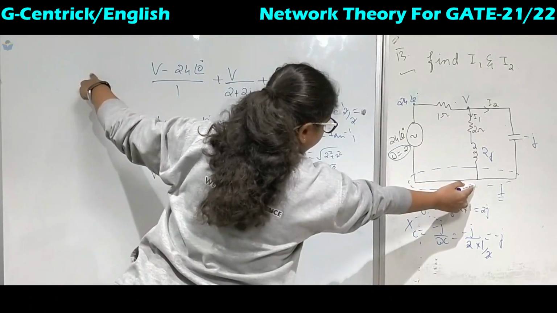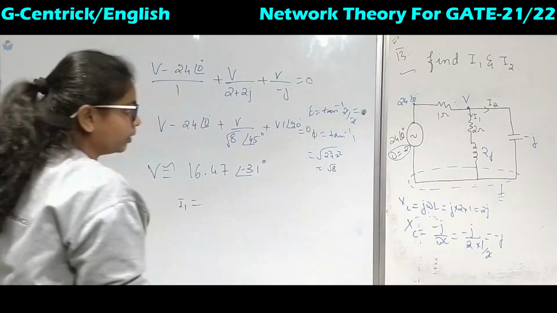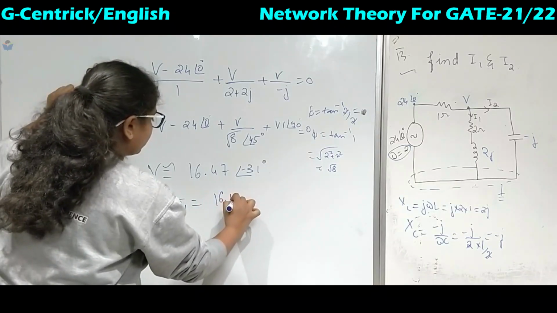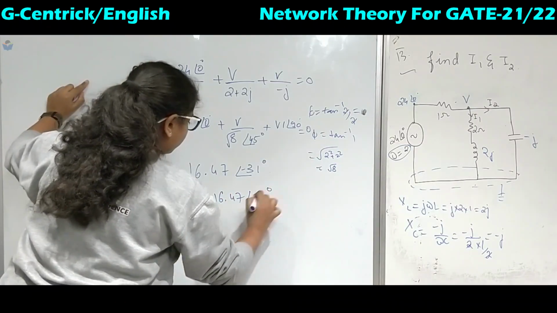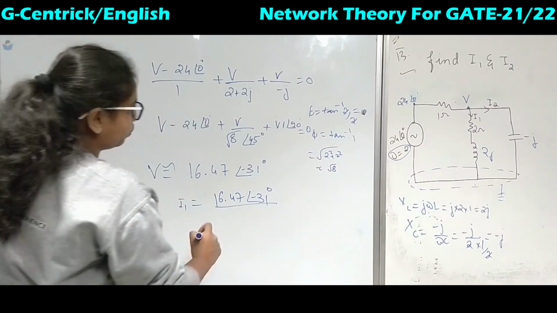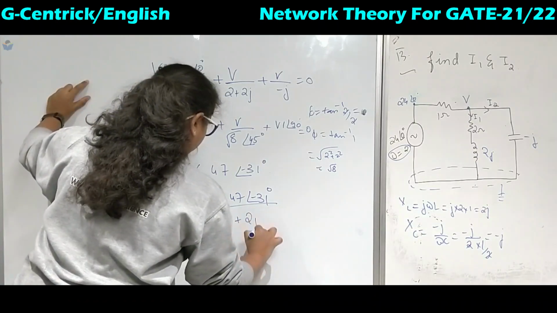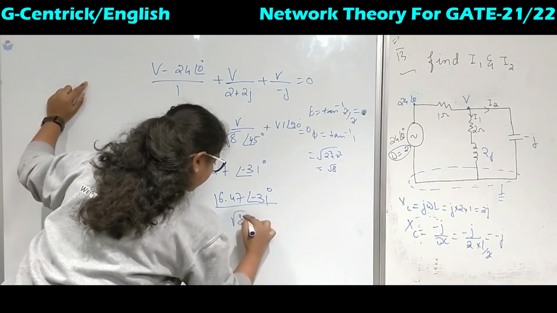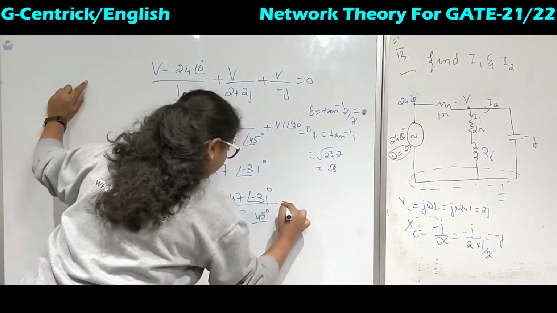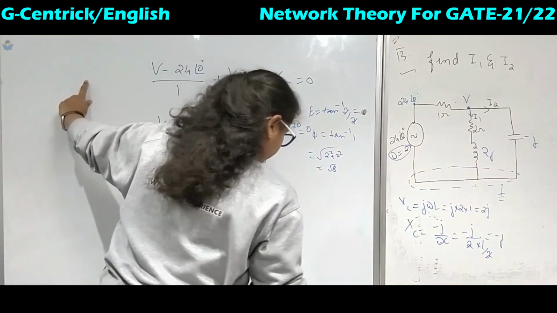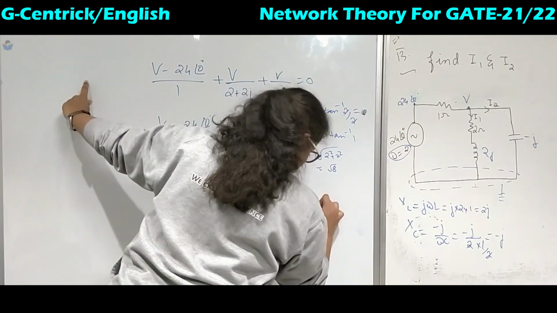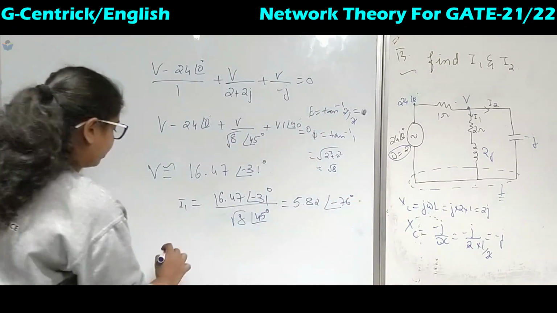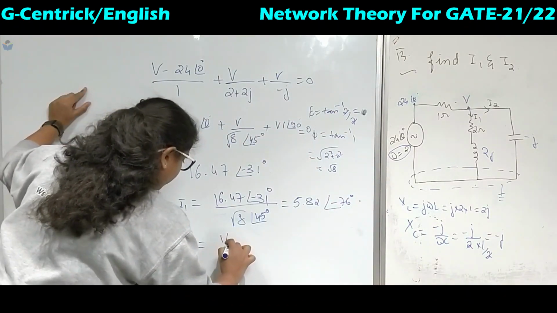How do you find it? V minus 0, the reference node, upon the total ohmic value. We know the value of V, that is 16.47 upon 2 plus 2j. Again calculate the magnitude, so this comes out to be root 8 angle 45 degree. So this I1 value will be 5.82 angle minus 76 degrees.